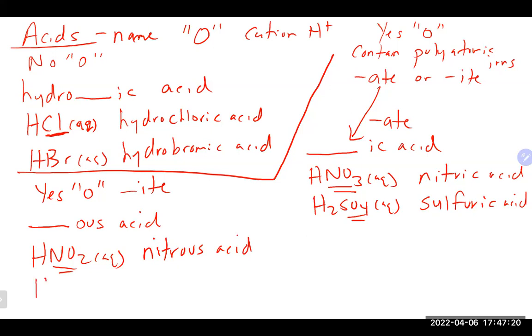Let's see here, H2SO3. SO3 is SO3 2 minus, which is sulfite. This would be sulfurous acid in this case here. So this is again the way you kind of name these guys.